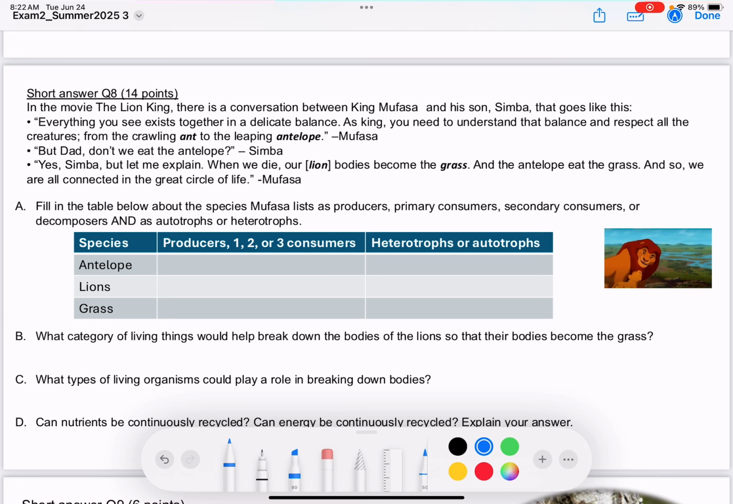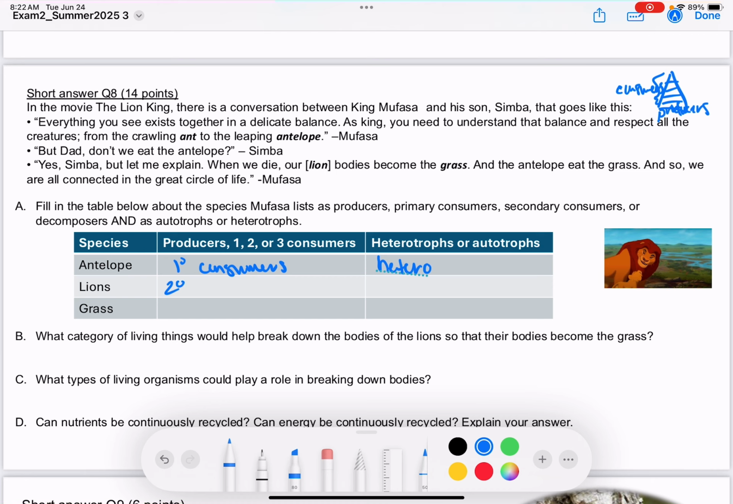Okay? So I wanted you guys to think about the pyramid and the food web, right? And think about how there's producers at the bottom, and then multiple levels of consumers as you move up. So the antelope are going to be primary consumers because they eat the grass, and they're going to be heterotrophs. They don't make their own energy. They use the energy they get from the plants.